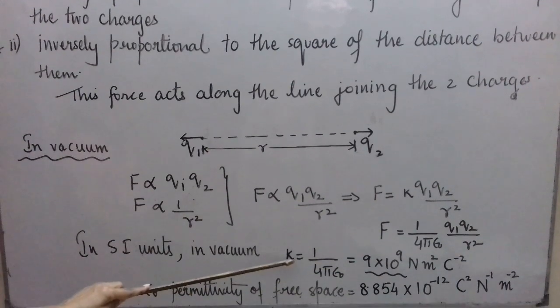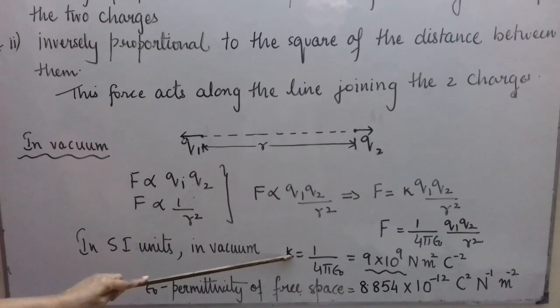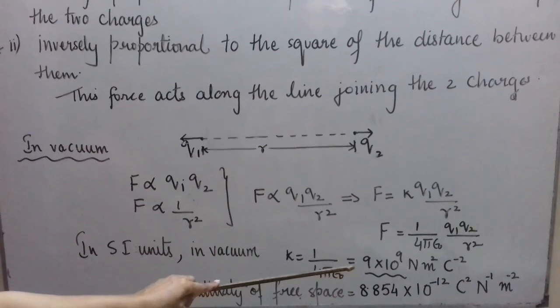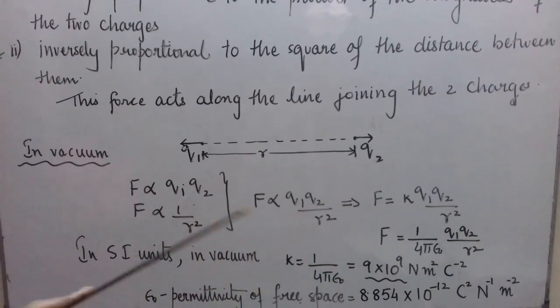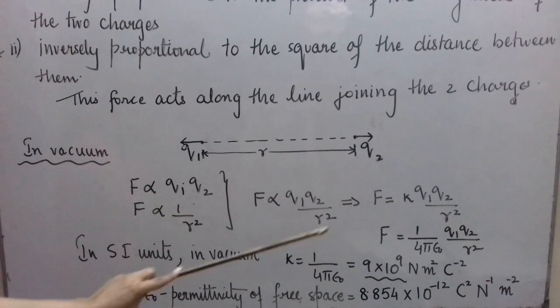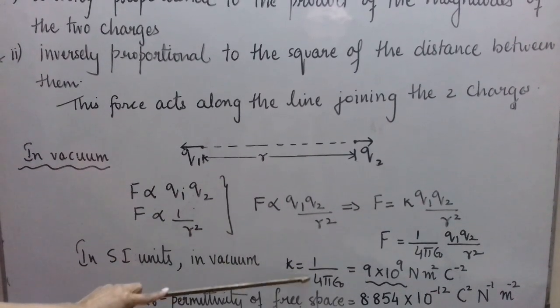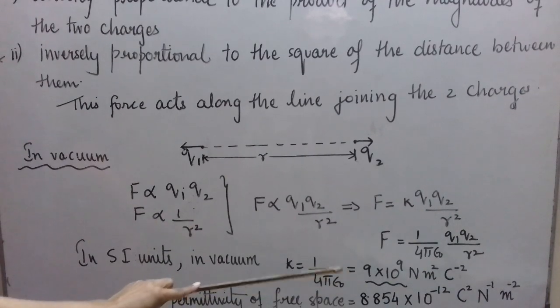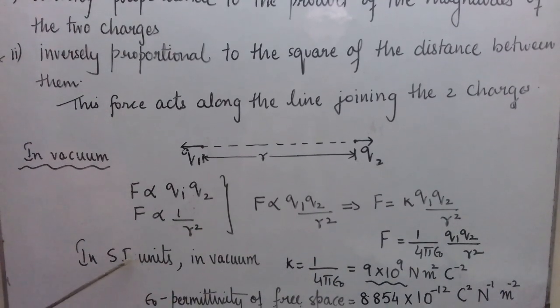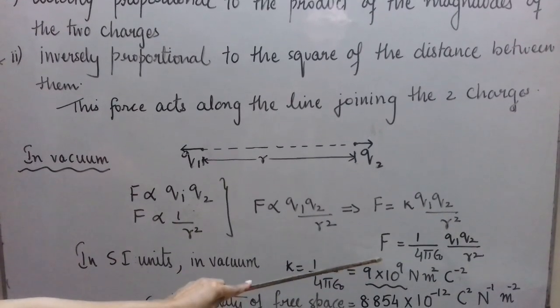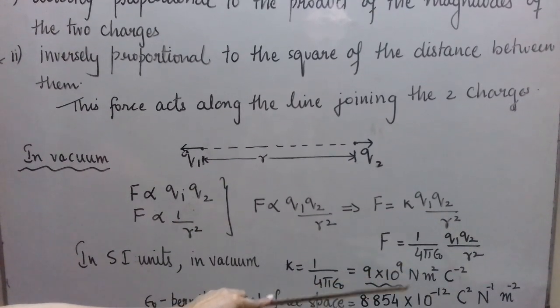But in the paper exams they always give this value. But you should try to remember this because it will be very commonly used in this chapter for numericals. So here I hope you have understood K is a constant of proportionality which is equal to 1 upon 4 pi epsilon naught. And in SI system or in SI units, value of K for vacuum is 9 into 10 raised to 9 Newton meter square per Coulomb square.